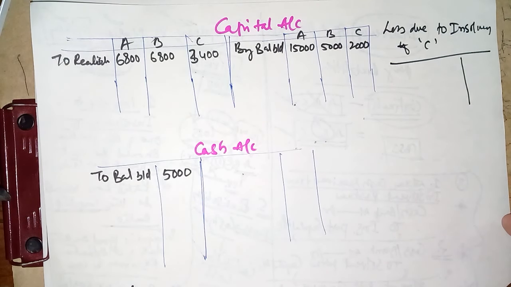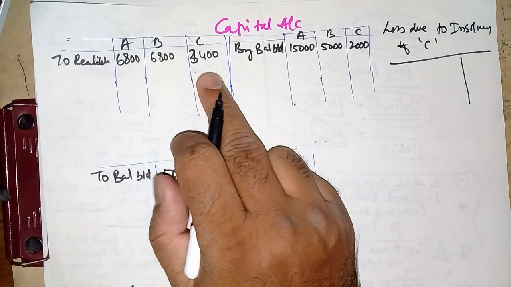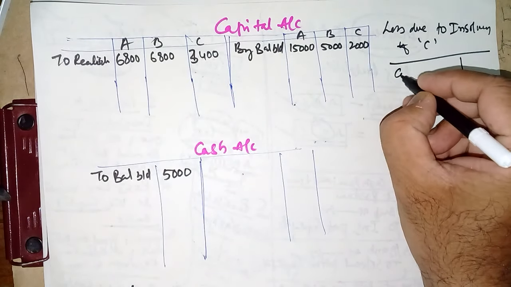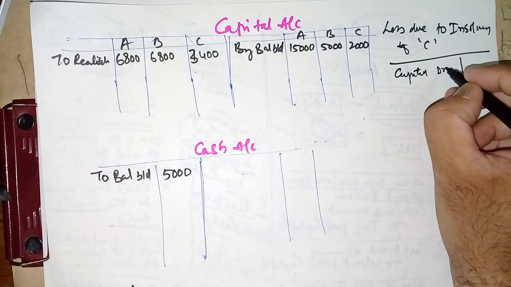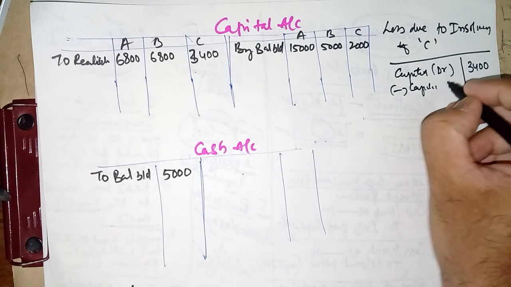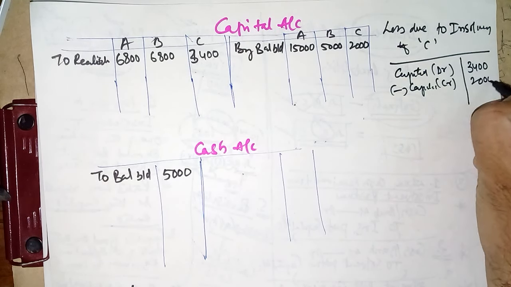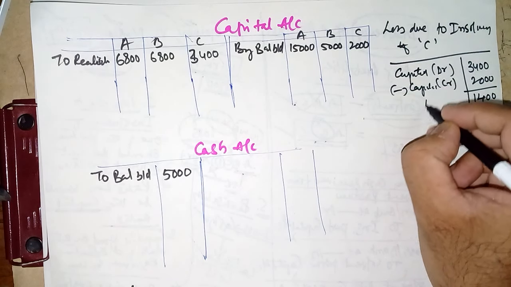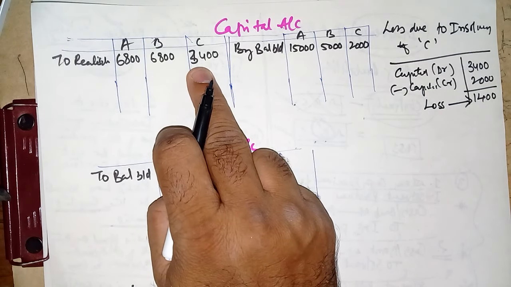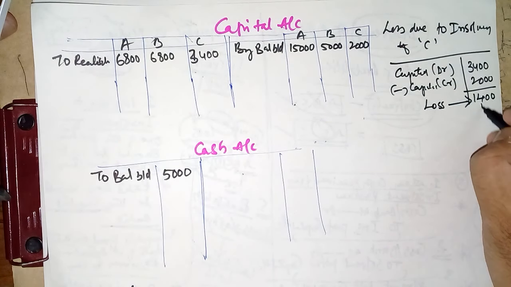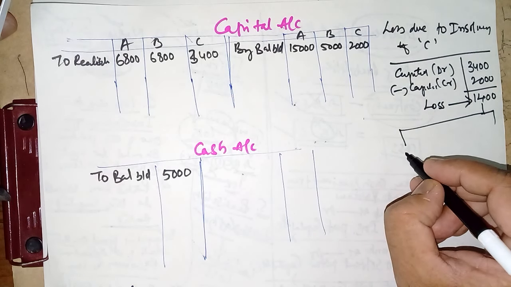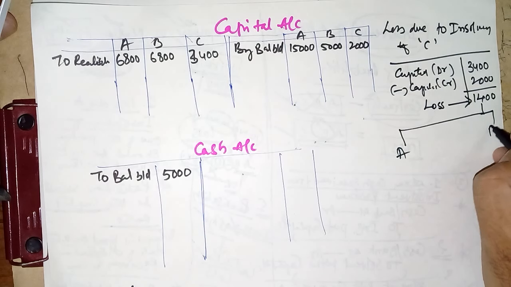How to calculate the loss? By comparison of capital balances. Capital always shows credit balance, but in this case debit is more. So first I am taking debit balance 3,400 minus capital credit balance 2,000. Hence 1,400 is the loss. Whose loss is it? Loss due to insolvency. Then what to do with this loss? This loss should be shared and borne by solvent partners. In this case, the solvent partners are A and B.